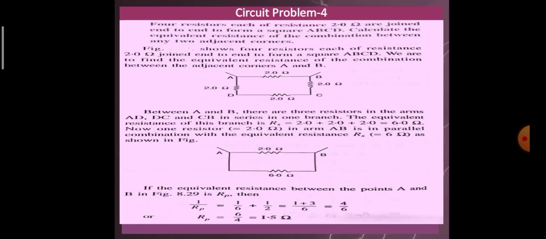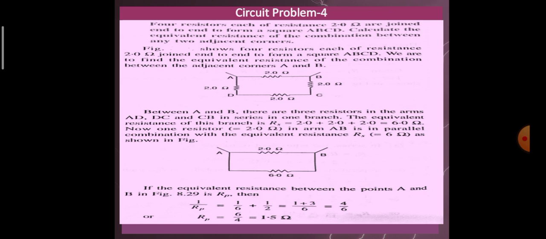Four resistors. Look at the diagram, the first diagram. Four resistors, each of resistance 2 ohm, are joined end to end to form a square ABCD. Follow the circuit diagram. Calculate the equivalent resistance of the combination between any two adjacent corners. Now look at the figure. It shows four resistors, each of resistance 2 ohm, joined end to end to form a square ABCD. We are to find the equivalent resistance of the combination between the adjacent corners A and B.